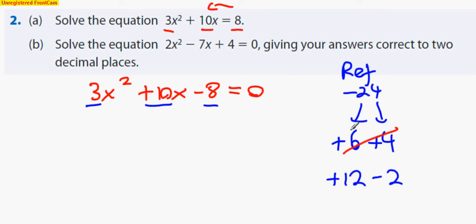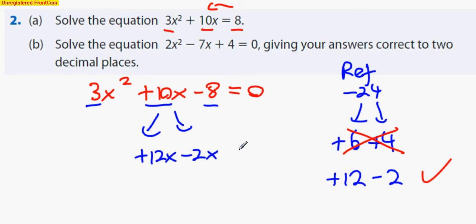So just bear that in mind, okay? So this is the correct answer here. Now what we do next is we separate the 10x into plus 12x minus 2x. Okay?